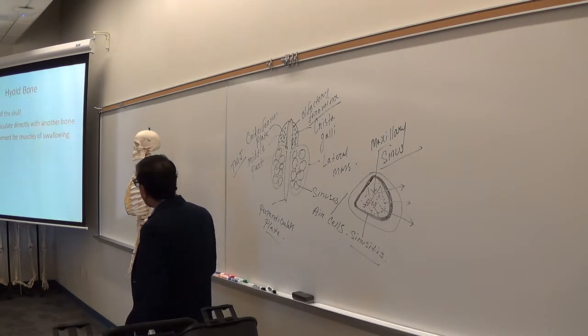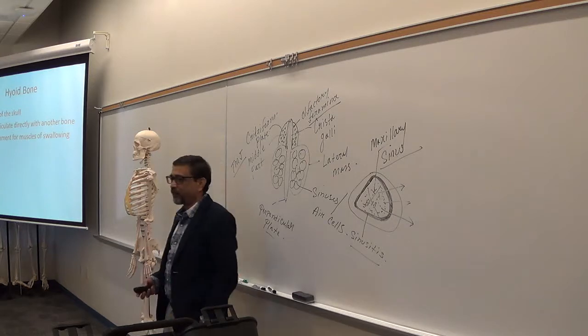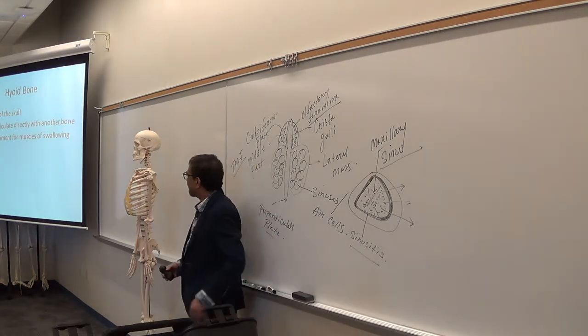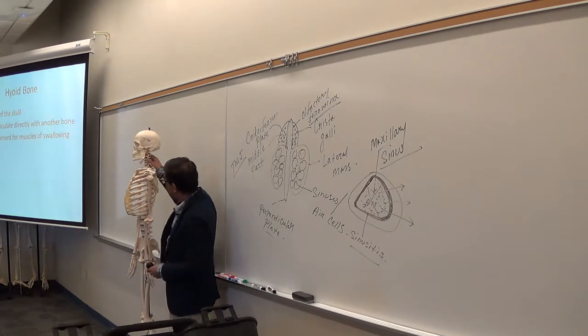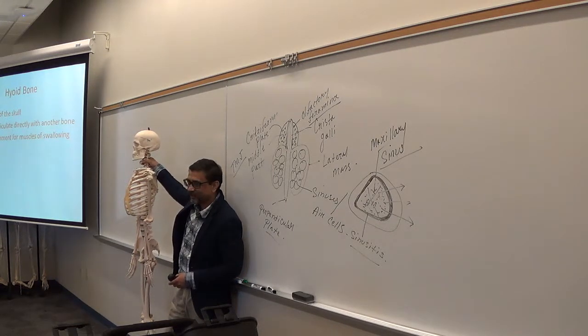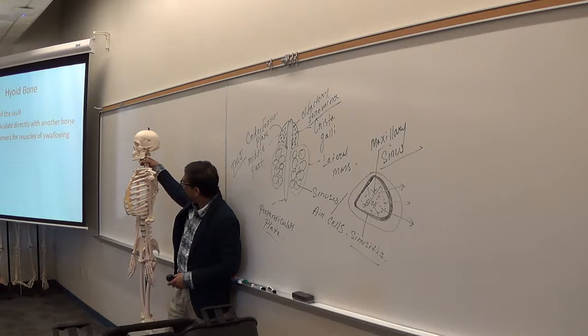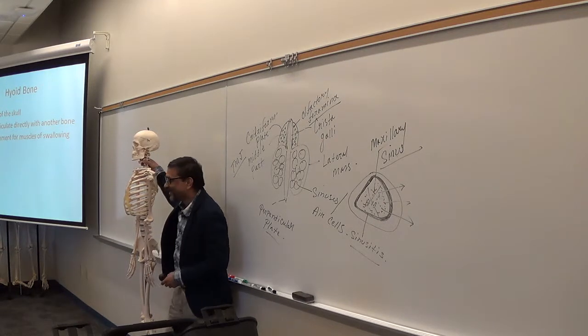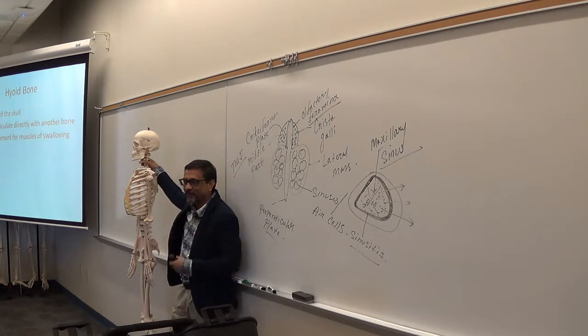Hyoid bone. Now we'll see other bones of the axial skeleton. You see this bone hanging in the upper part of the neck. That is the hyoid bone. Okay? This bone is called a lonely bone. Okay? Why it is called a lonely bone?